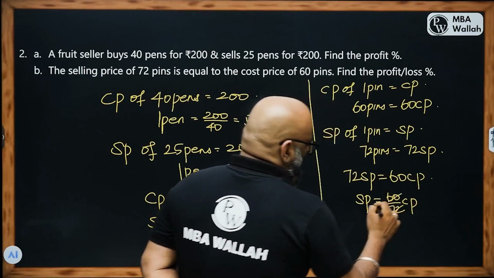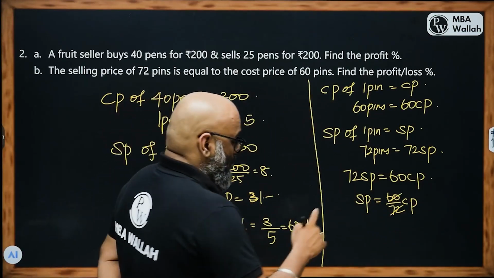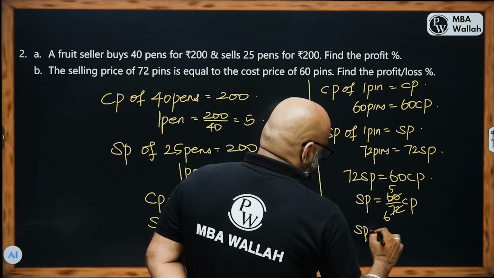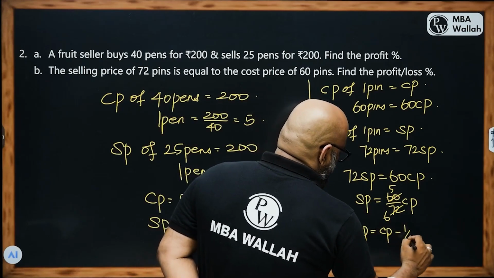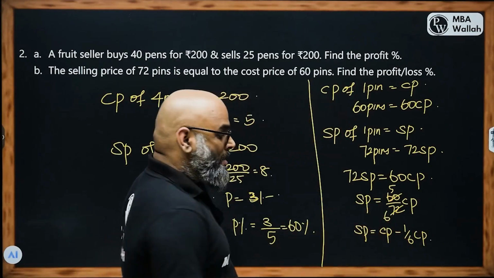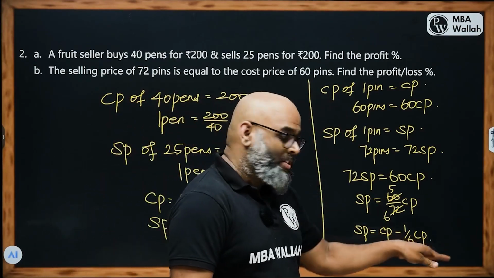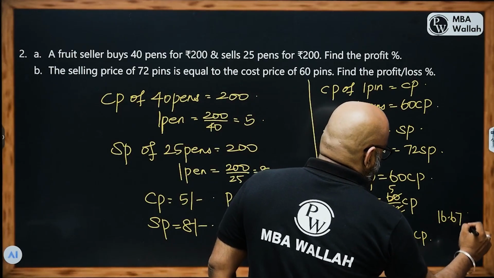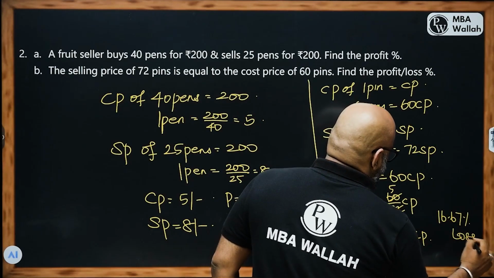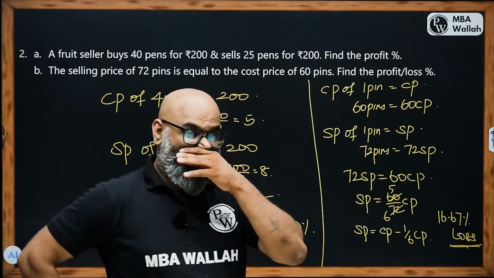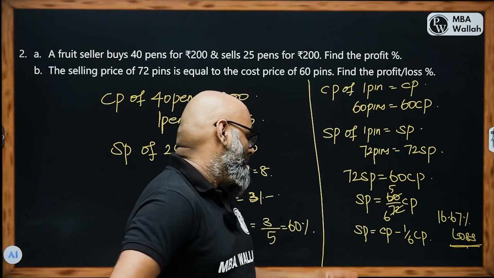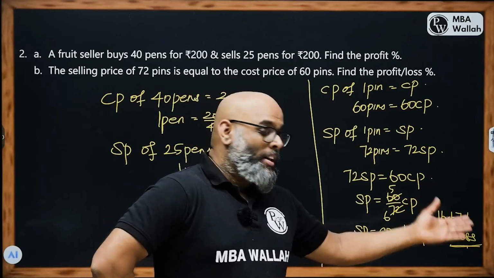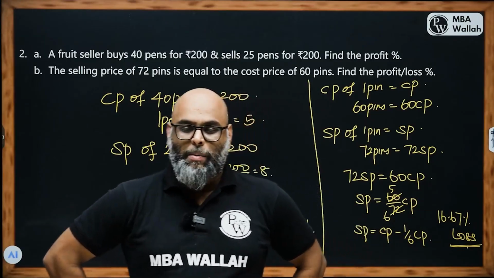or SP is equal to 60 by 72 CP. I can beautifully cancel it out by 12. So this will be 6, this will be 5. So SP is equal to CP minus 1 by 6 CP. 5/6 can be written as 1/6 reduction, or I can say it is a 16.67% loss. It is a loss because you are selling it lesser than your cost price. Your selling price is 5/6 of your cost price, which means it is a loss of 1/6, which is 16.67%.